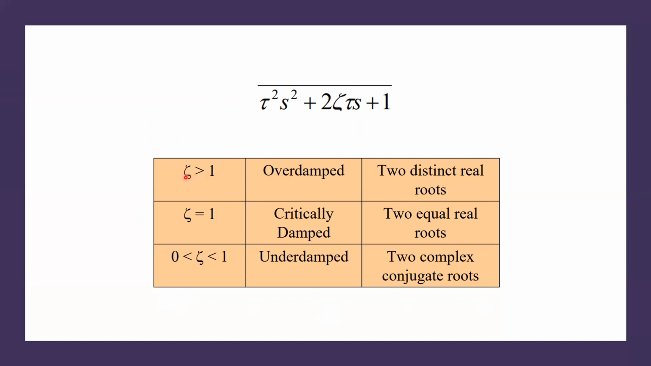For example, if we get the roots of zeta by obtaining the general quadratic equation, if zeta is bigger than 1, we get an overdamped system with 2 distinct real roots. If zeta is equal to 1, we have the critically damped, which is 2 equal real roots. And if we get a zeta between 0 and 1, we have an underdamped system with 2 complex conjugate roots.